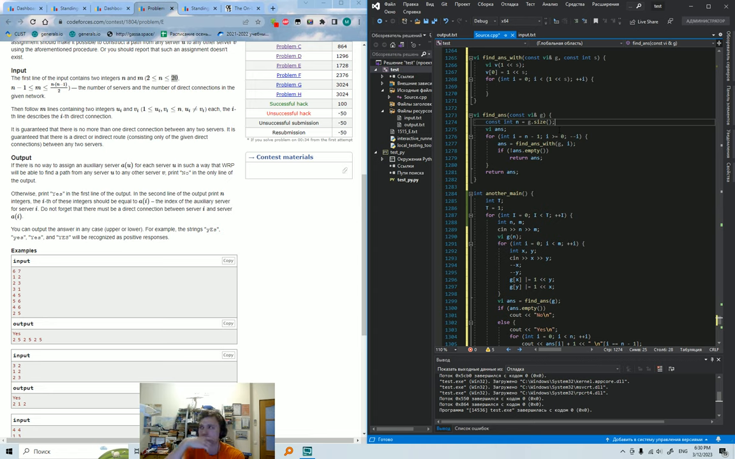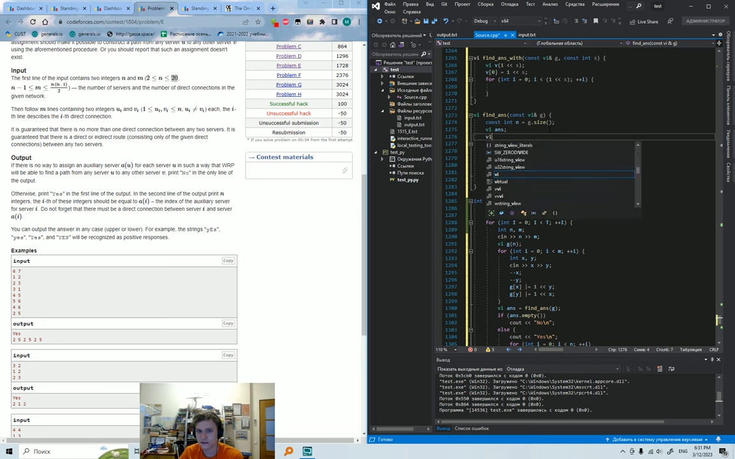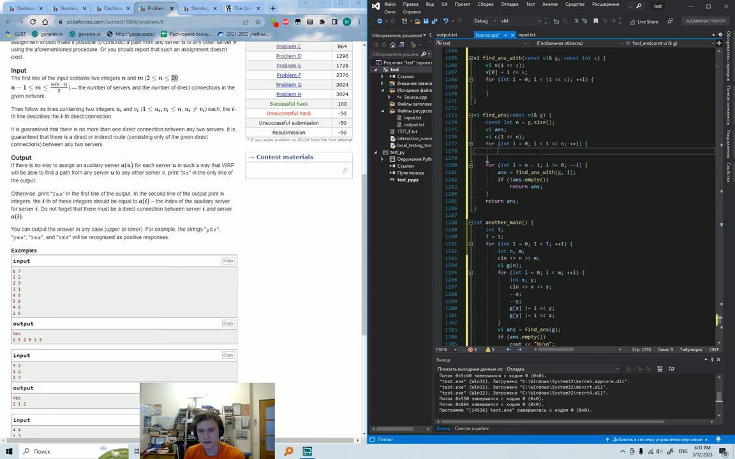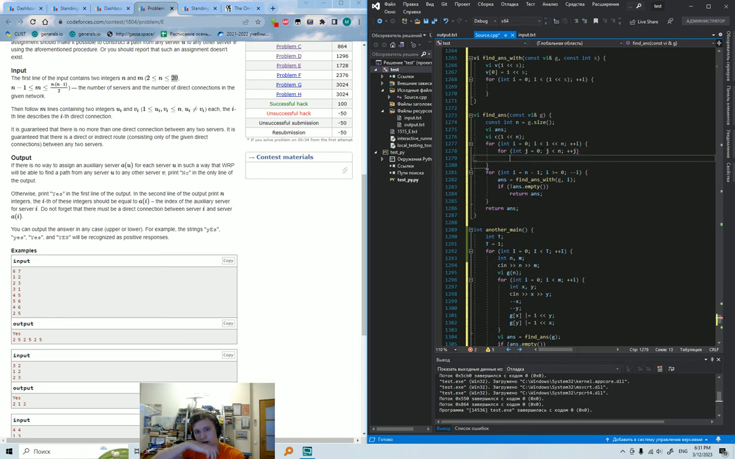I think we need to construct the sets of covered vertices. How is it done? So it's like vi covered. And here we say that C I or G equals C I or G or GG. Maybe we need to do it like this to be sure.